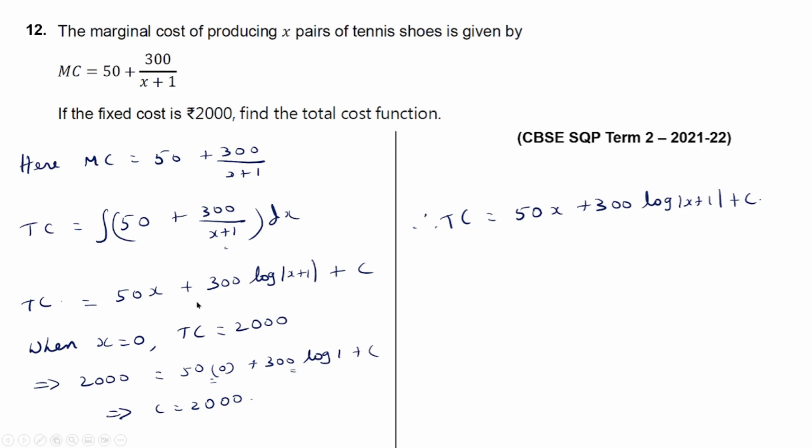So here integrating and finding this carries 1 mark. Then finding the value of constant of integration, and here C is 2000. And the final answer carries 1 mark. So this question also carries 2 marks.